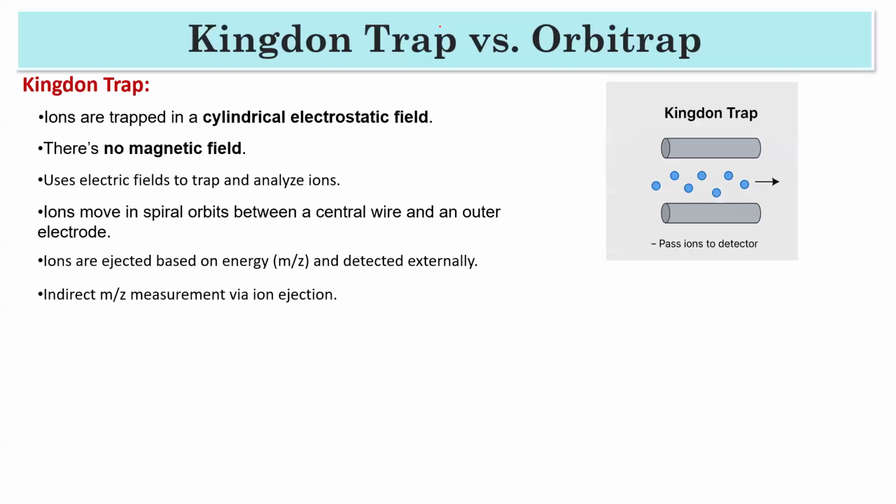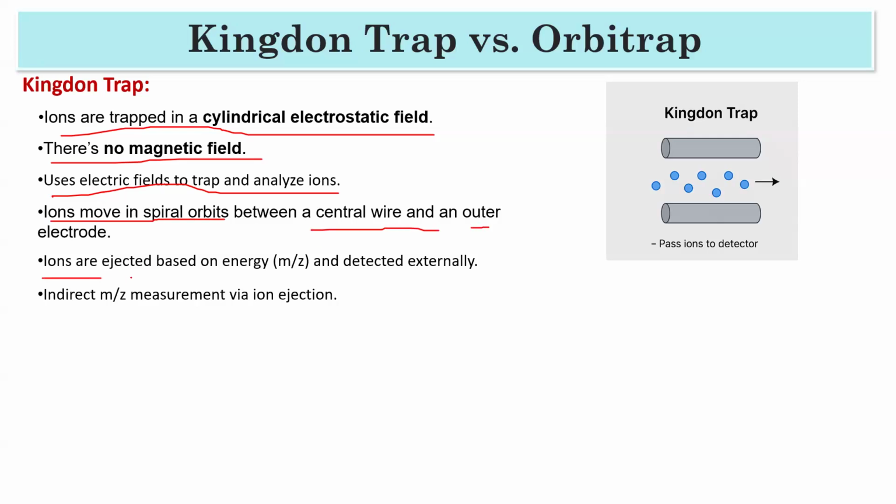Here I have made the difference between them. In the Kingdon trap, ions are trapped in a cylindrical electrostatic field. There is no magnetic field, and it uses electric fields to trap and analyze ions. As I told, in that experiment in zero gravity, ions move in a spiral orbit between the central wire electrode and the outer electrode, and then ions are ejected based on m by z and detected externally. That is the Kingdon trap: indirect m by z measurement via ion ejection.